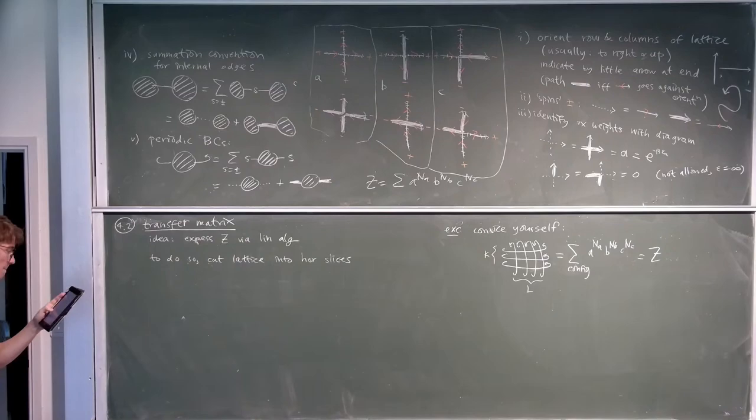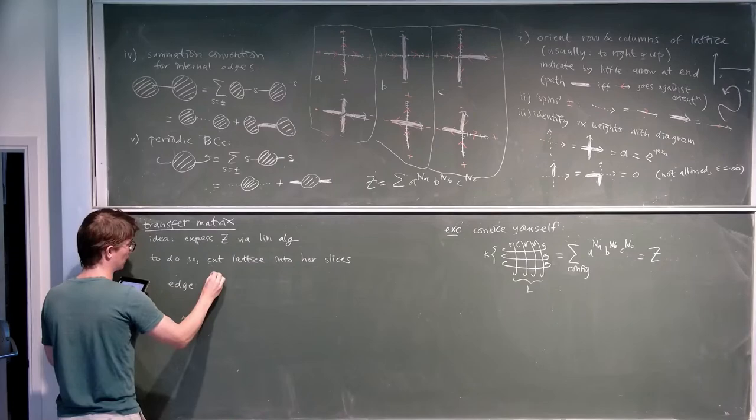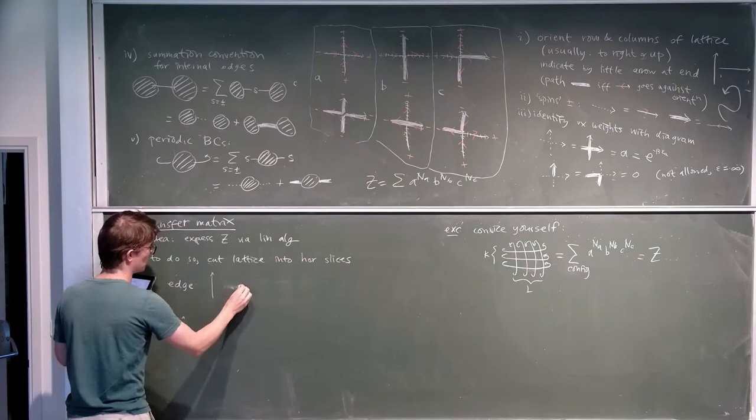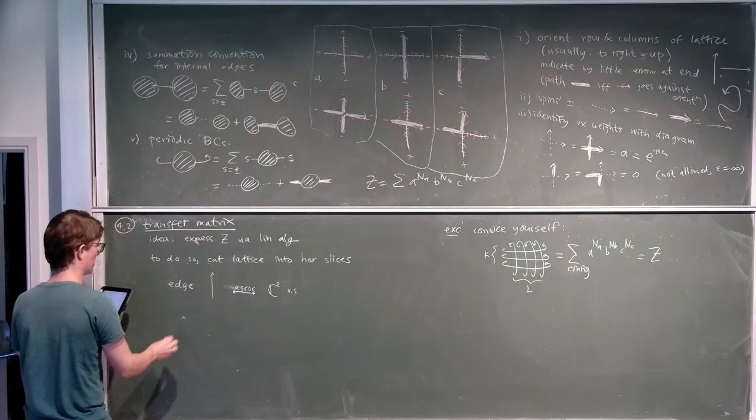If I want linear algebra, then of course I have to introduce some vector spaces, because we're going to get matrices acting on these vector spaces. So for each edge, we're going to associate, so my edges look like this. For each of them, this is meant to be an edge, and then we associate C2, so some two-dimensional vector space, to the local degrees of freedom on the edge.